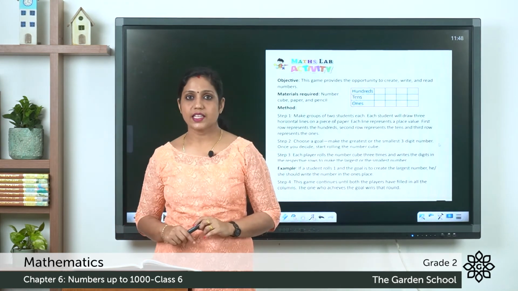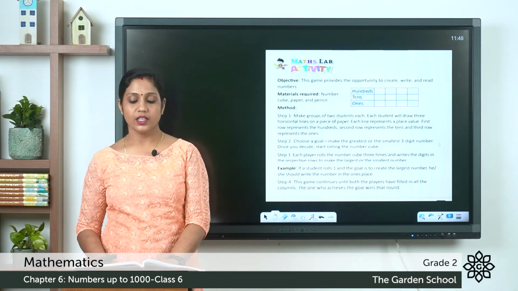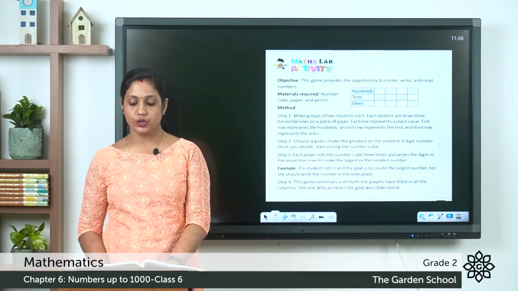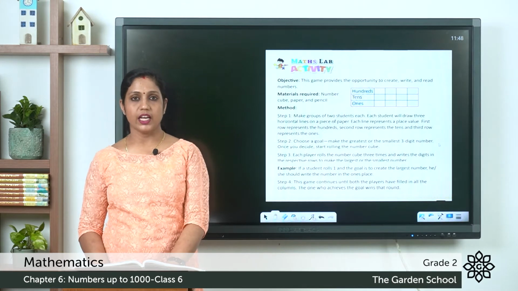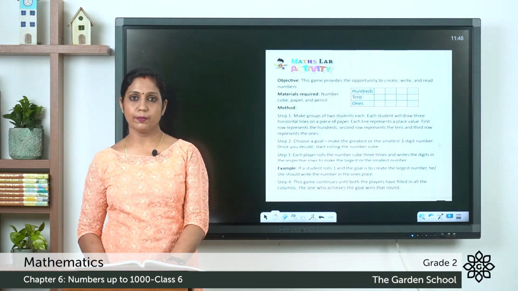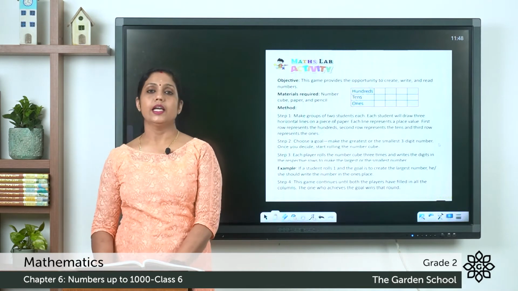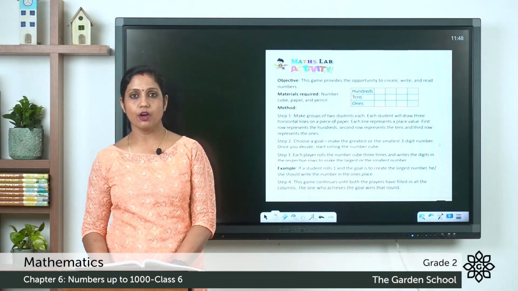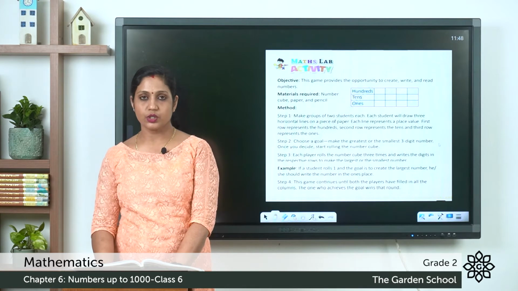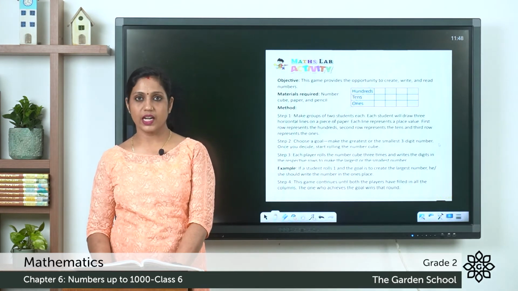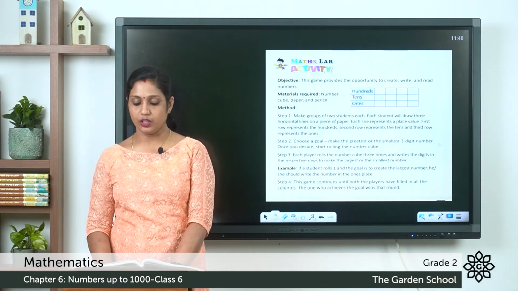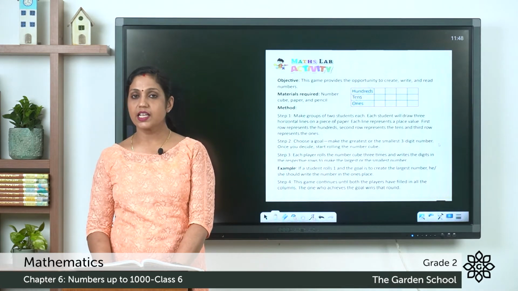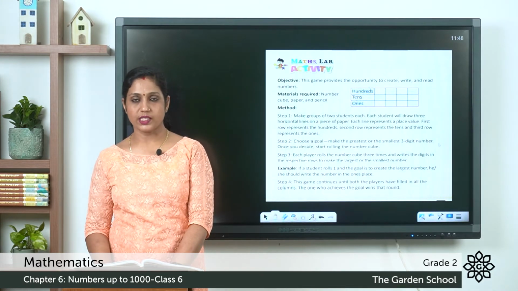Let's move on to the Maths Lab activity. Objective: this game provides the opportunity to create, write and read numbers. Materials required: number cube, paper and pencil. Method: Step 1. Make groups of 2 students each. Each student will draw 3 horizontal lines on a piece of paper. Each line represents a place value. First row represents the hundreds, second row represents the tens, and the third row represents the ones.